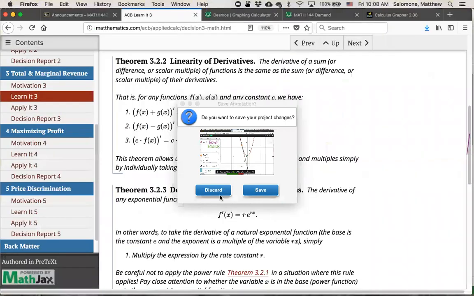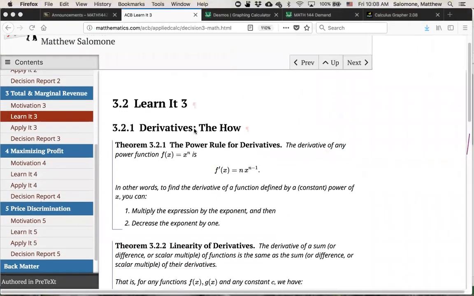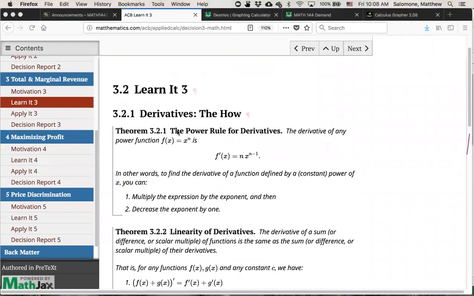And the general principle is what I've written down in our live textbook here as Theorem 321, the power rule for derivatives. So it tells me that for any power function, I can compute its derivative by a two-step process. The first step in that process is to multiply the expression by the exponent. So in the case of x squared, I multiplied that expression by 2. And then the second thing I'll do is decrease the exponent by 1. And so that's what this formula is telling us, that the derivative of the power function x to the n is n times x to the power n minus 1.